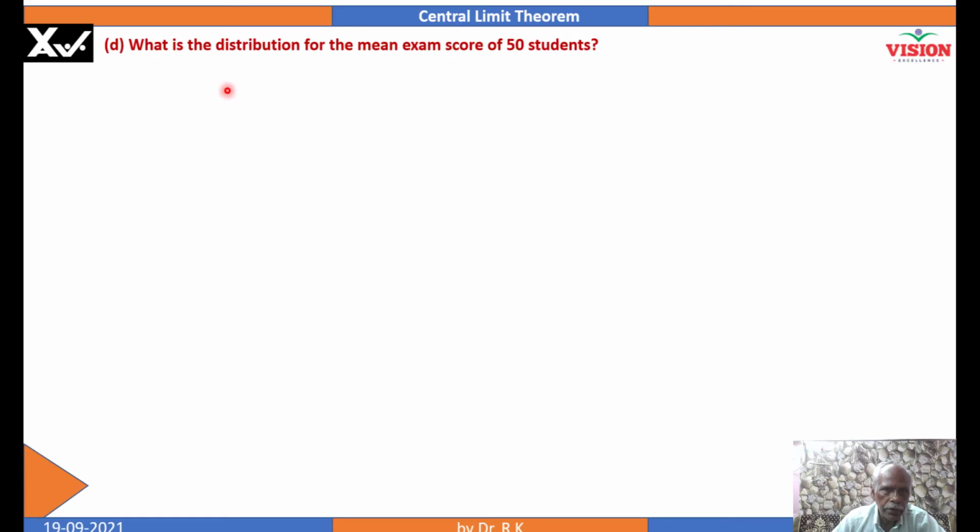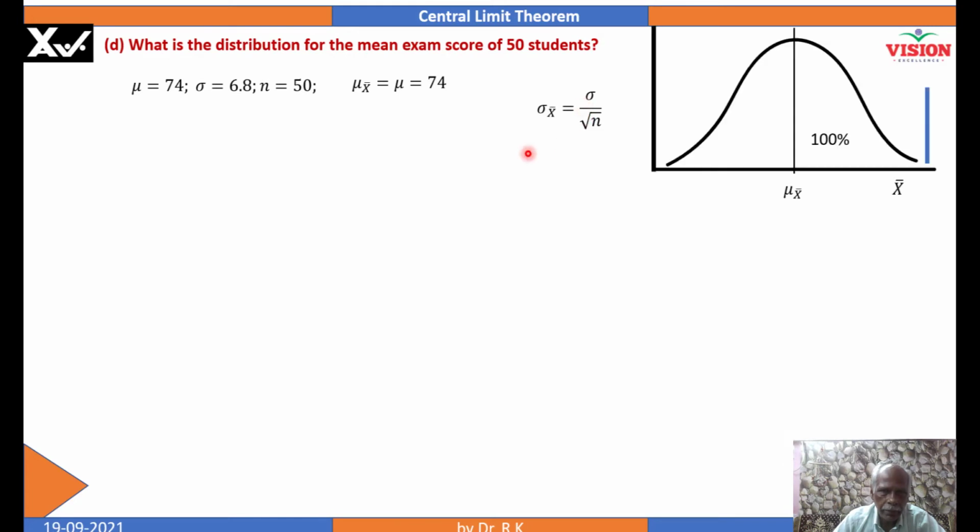And what is the distribution for the mean exam score of 50 students? We have already seen this. Sigma x bar is the standard deviation for the sample mean. And therefore, x bar is distributed normally with mean 74 and standard deviation 0.9617. 6.8 by root of 50 is 0.961.